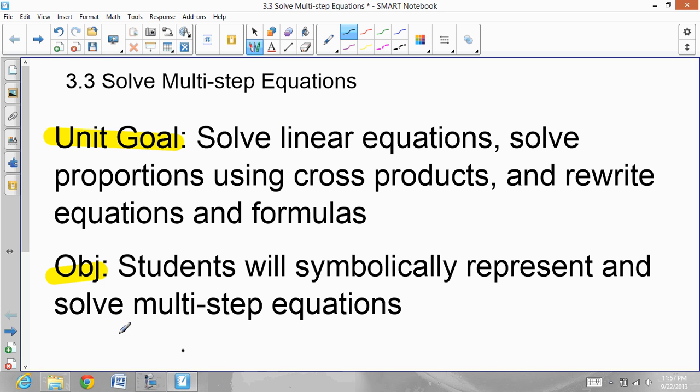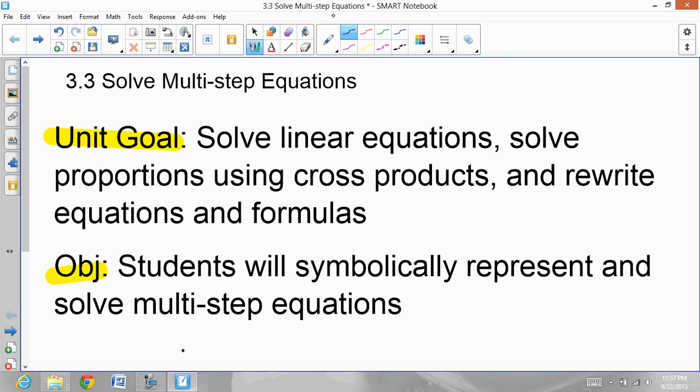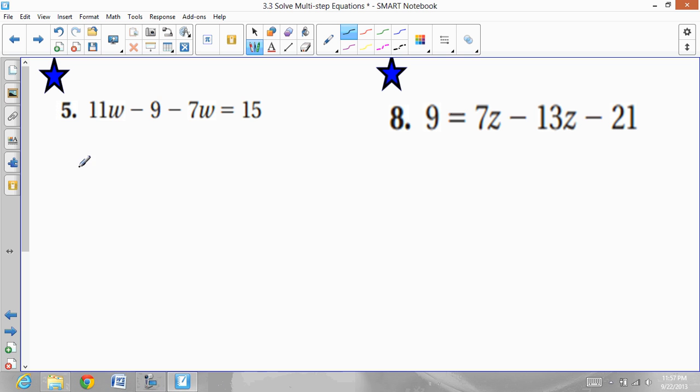Today you will focus on solving multi-step equations. I am going to split this 3.3 solving multi-step equations into two parts, and I'm going to record this into two segments of the video. So let's focus on question number 5.